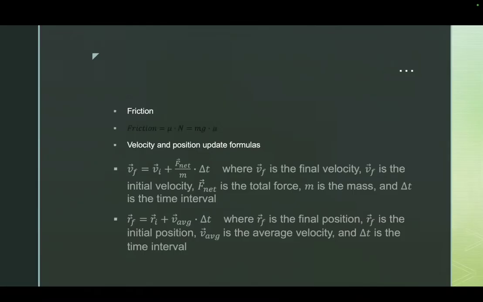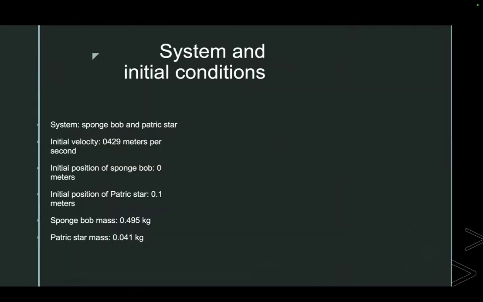In addition, friction is equal to mu N, which is equal to mg times the coefficient of friction. Velocity and position update formulas, where Vf is Vi plus F net over m delta t, and Rf is Ri plus V average delta t.